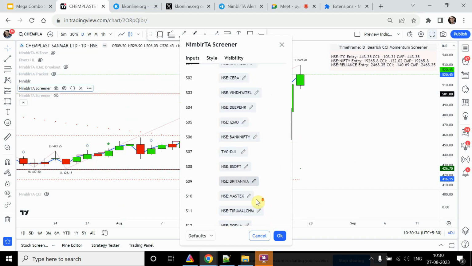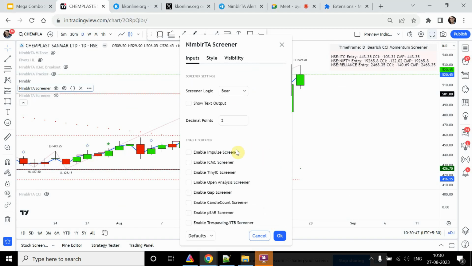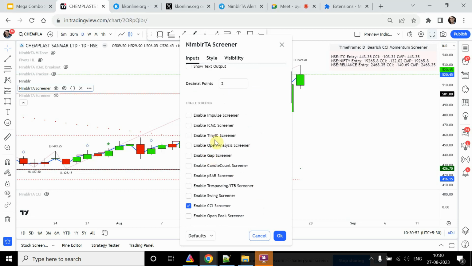Right now, if I want to have multiple stocks, for example, you may have an example where you are tracking more than 100 stocks, right? And you would like to see where the ICMC breakouts are happening, or you would like to see Impulse and TinyIC or CCI or different combinations at the same time.